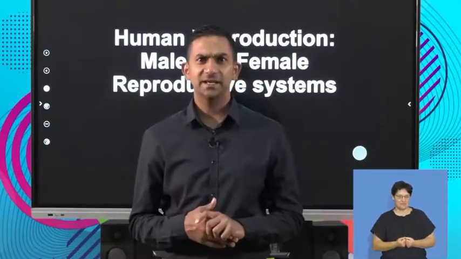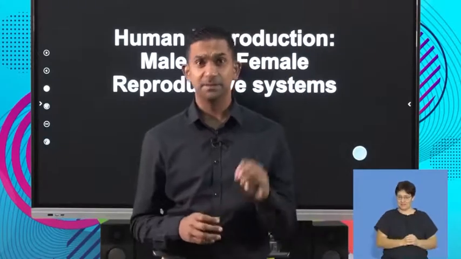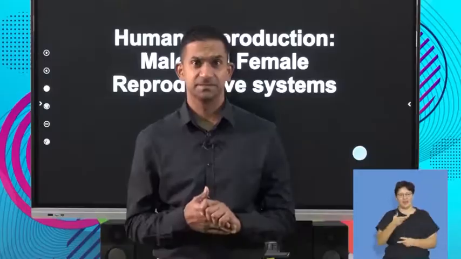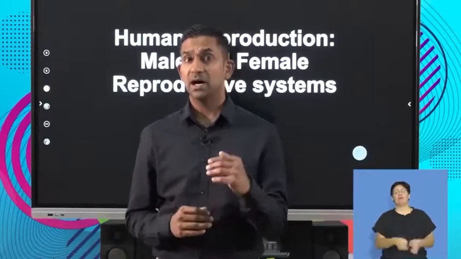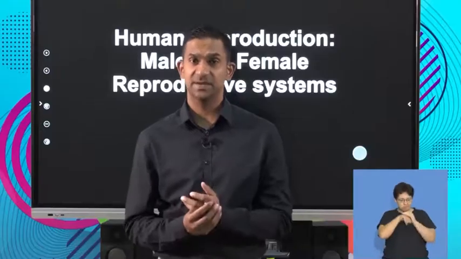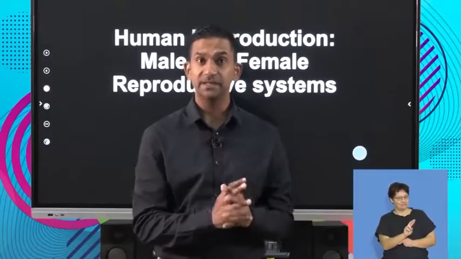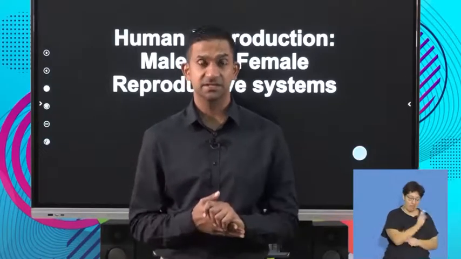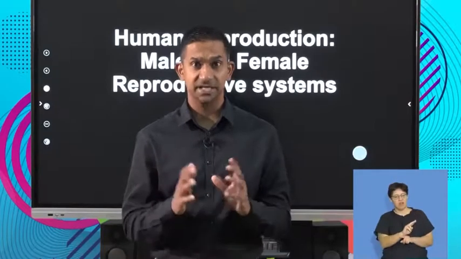We're looking today at the human reproductive system, and we're going to spend some time looking at the male and female reproductive systems. This is an important topic as it leads to understanding how the process of reproduction takes place, and hence it's important that we first look at the structure of the male and the female reproductive system. So let's get into the lesson and have an overview of the main concepts in this lesson.